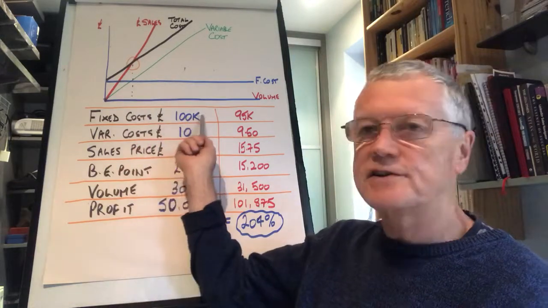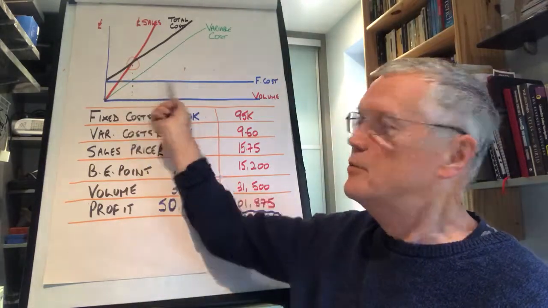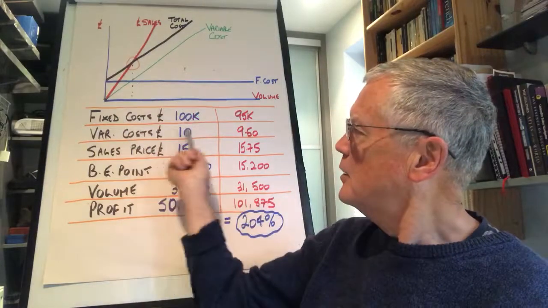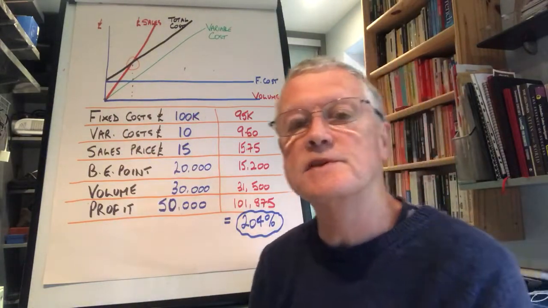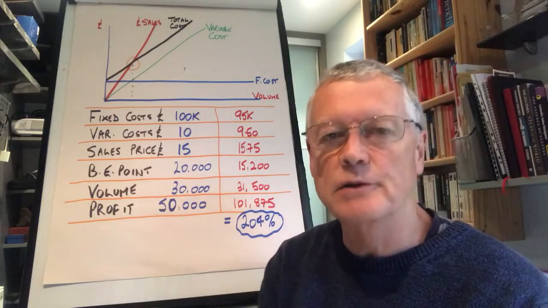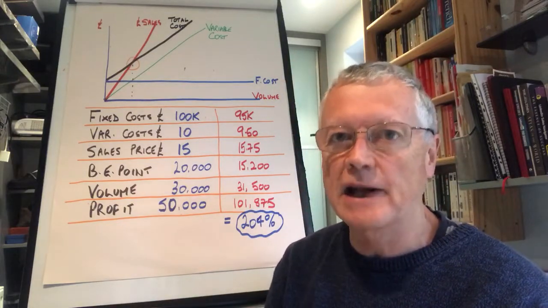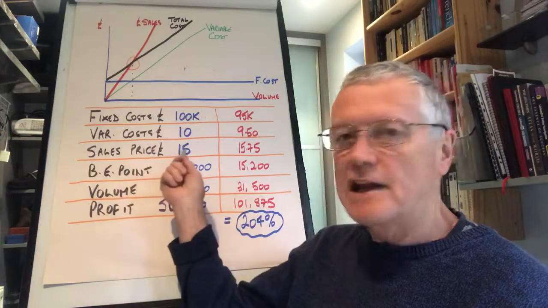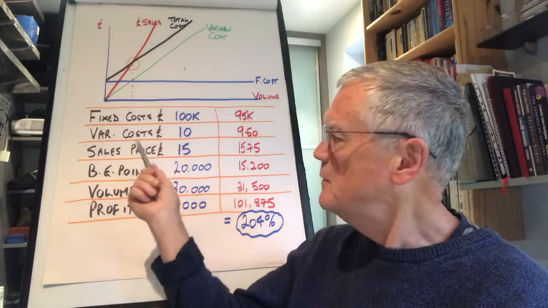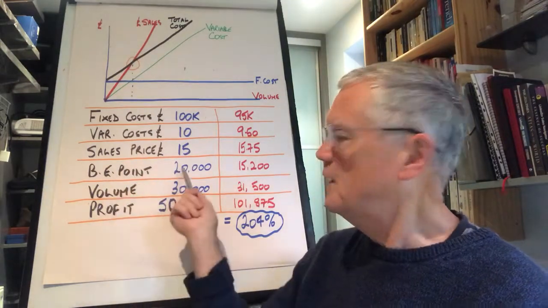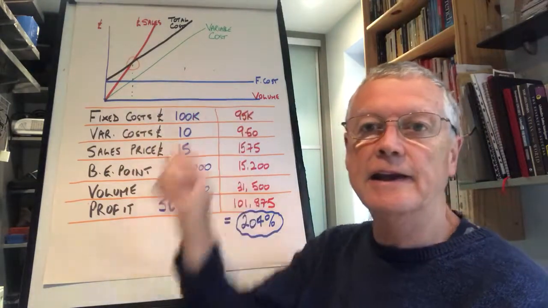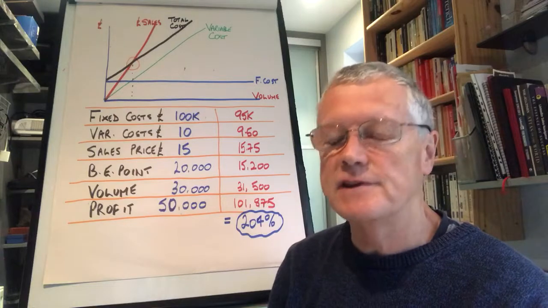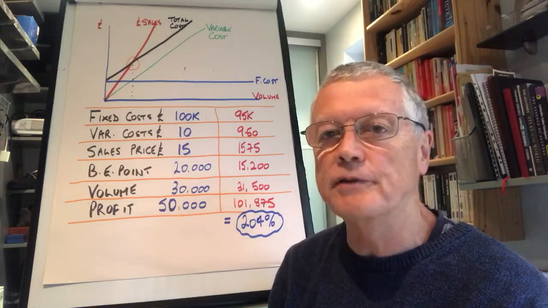So here we have fixed costs of 100,000. So that line would be £100,000. We're saying that every time we produce something, it costs us an extra £10 an item to make it. So that could be materials, components, etc., maybe direct labour. And we're selling it for £15. So if you work the numbers out, what you would find is that we need to sell 20,000 of these things along here in a year to break even and start to make a profit.